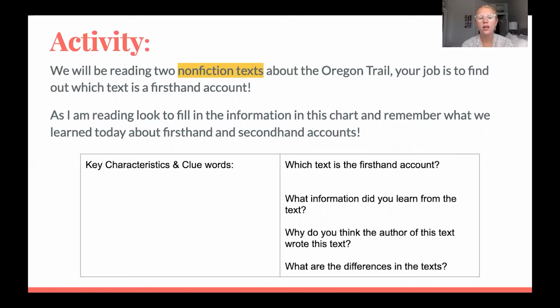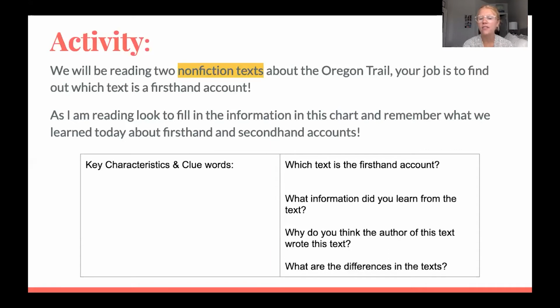So on your chart, it should look something like this: a long rectangle with a line in the middle. On the left, we have key characteristics and clue words. So what are the key characteristics and what are the clue words that tell you which text is the first-hand account? And then our four questions on the right side. Which text is the first-hand account? That's our first question. When I'm done reading, I want you guys to think, okay, which one of these texts is a first-hand account? What information did you learn from the text?